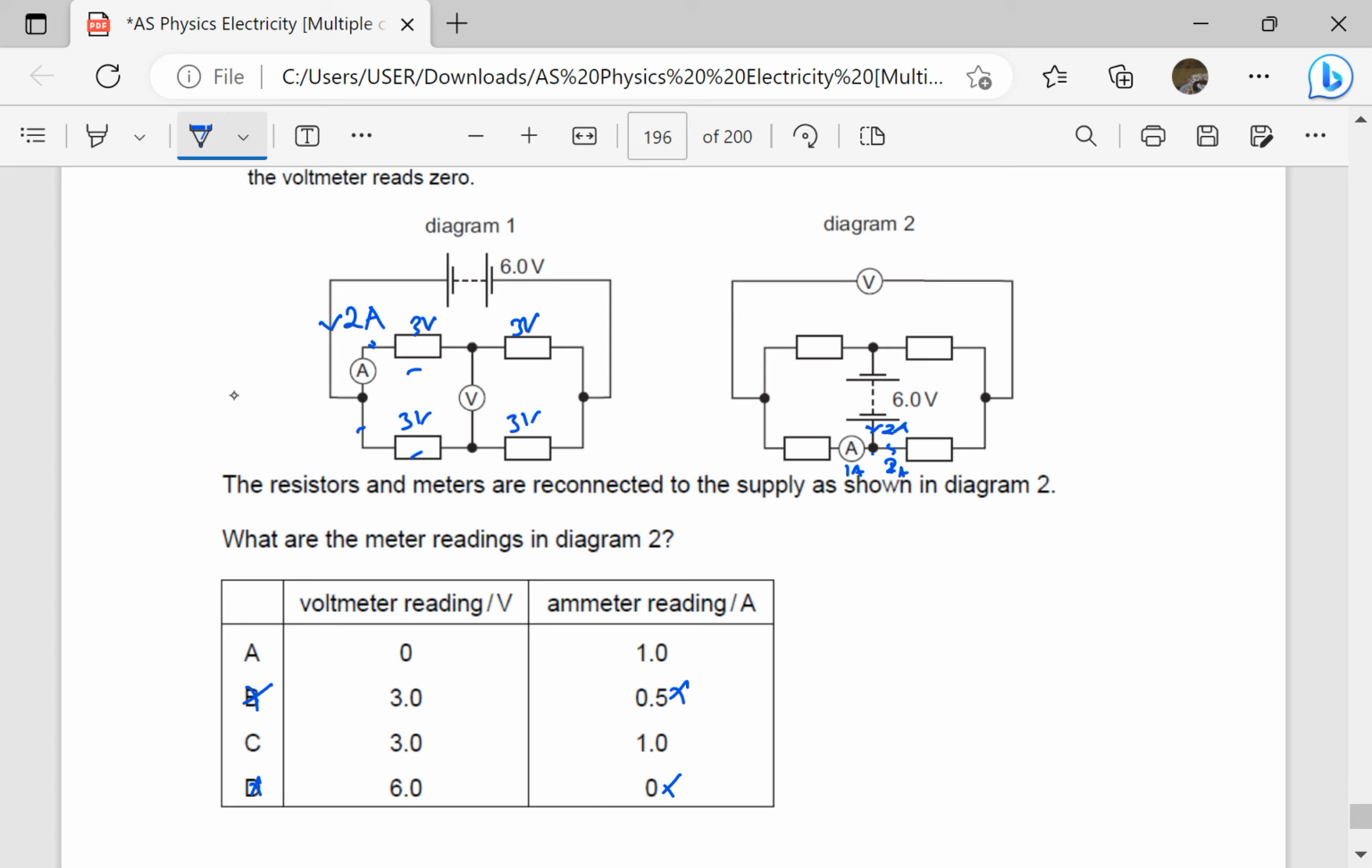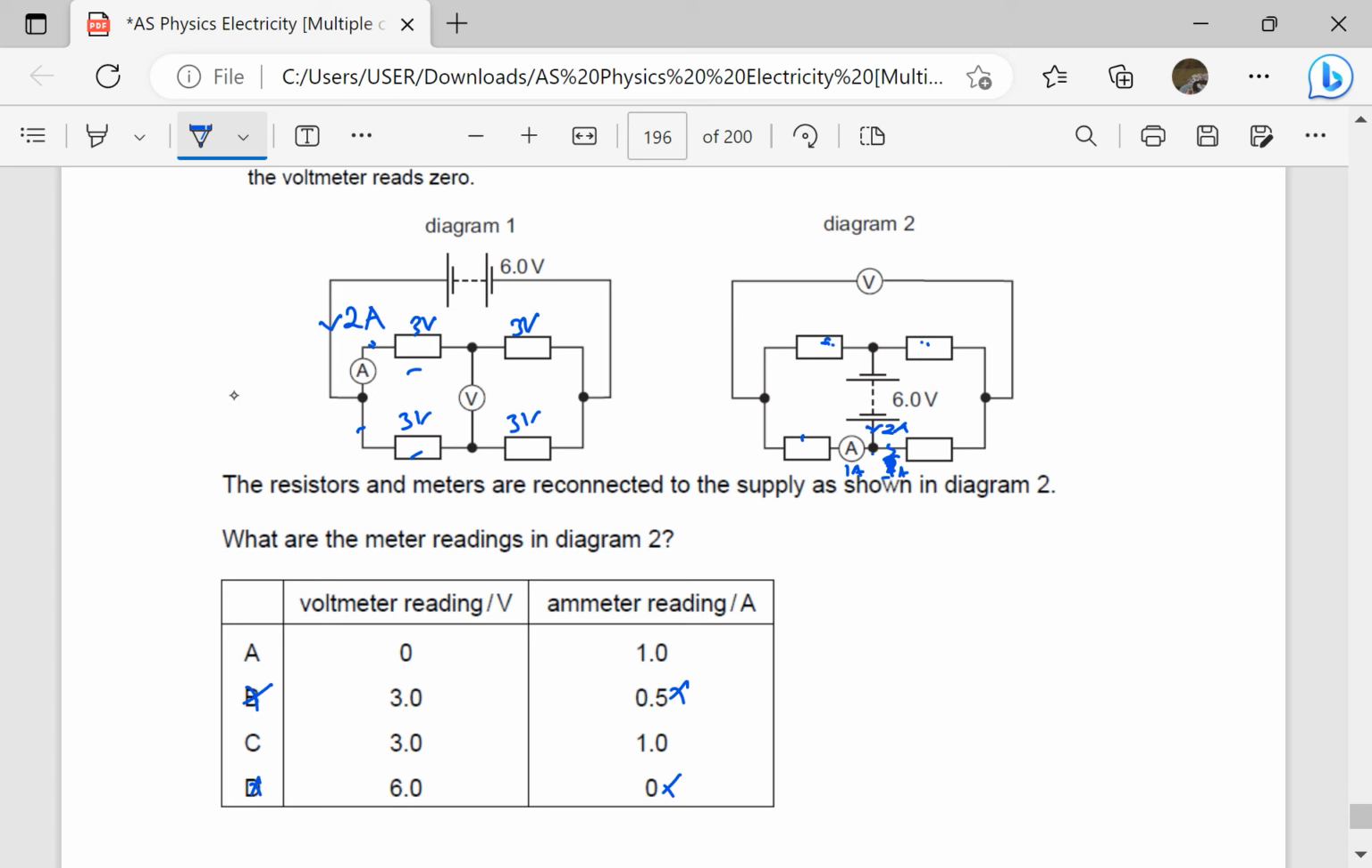Because again, you see that the current will go through these two resistors because the voltmeter has high resistance. The current divides at this point, takes this route. There are two resistors this side, and there are two resistors the other side as it was before. So the reading of the ammeter is still going to be 1 ampere. The 2 amperes from the battery divides equally since the resistors are identical. So 1 ampere, 1 ampere.